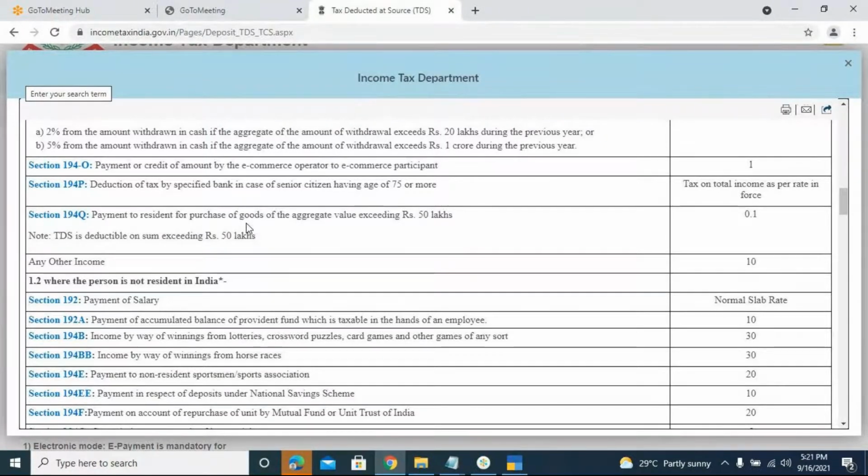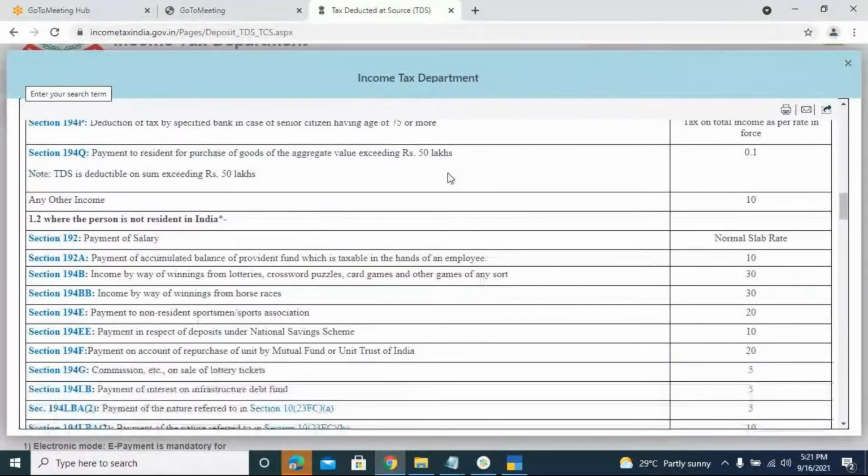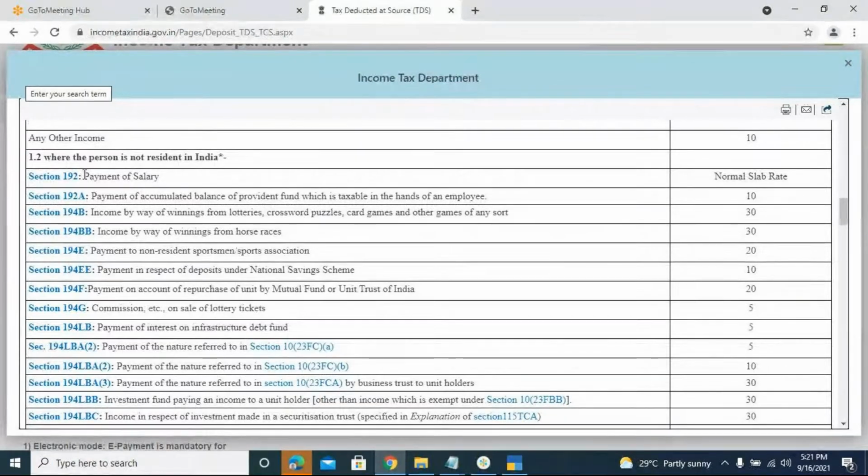Next we have this deduction of tax by specified bank in case of senior citizens age 75 or more, tax on total income as per the rate in force. It will be there. Now next is in case of payment to residents for purchase of goods more than 50 lakhs, 1% TDS. Can you observe here? Payment of salary, the normal rate is again 10%. There also it had been given again here, for the case where the person is not a resident in India, but still we have 10% TDS.